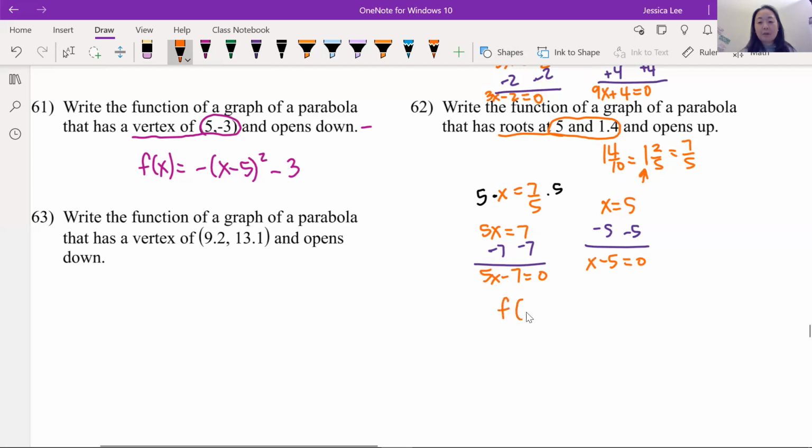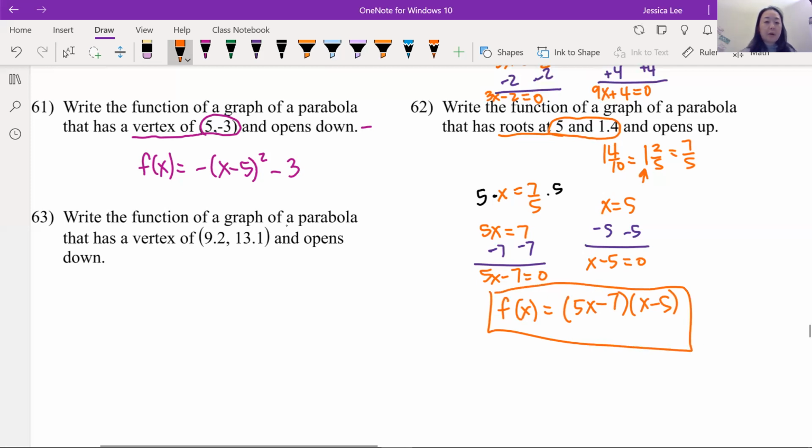So again, f of x is equal to, and it opens up, so it is positive, so I'm going to just leave it like that. So it's going to be 5x minus 7 times x minus 5. There we go. Answer right there.